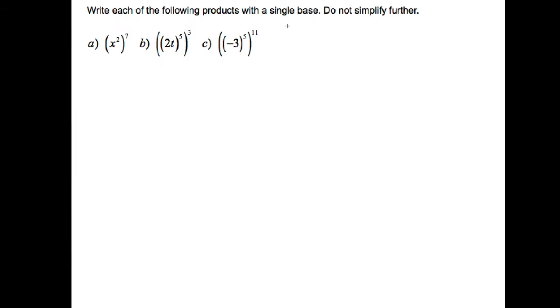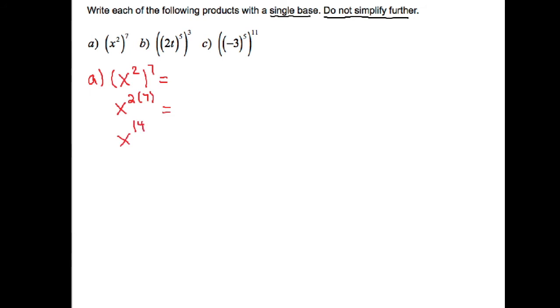Write each of the following products with a single base. Do not simplify further. For part A, we have x squared to the 7th. So my base x is raised to the 2, and then we go ahead and raise that to the 7th. When you raise an exponent to an exponent, you can multiply the exponents. So that's x to the 2 times 7, and that's x raised to the 14th.